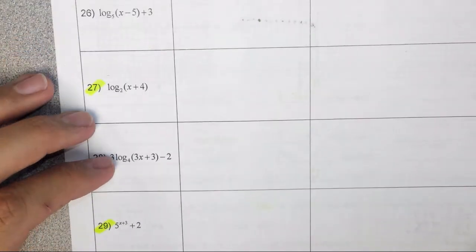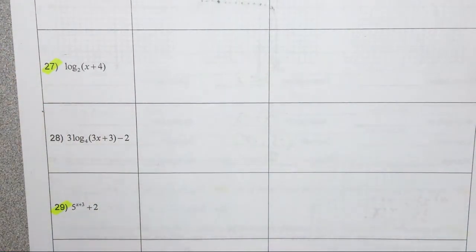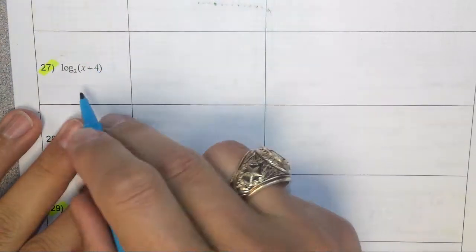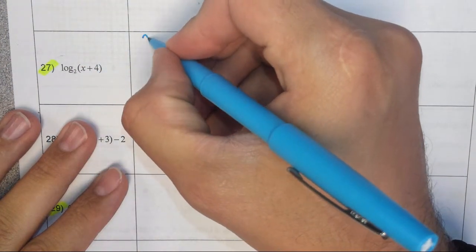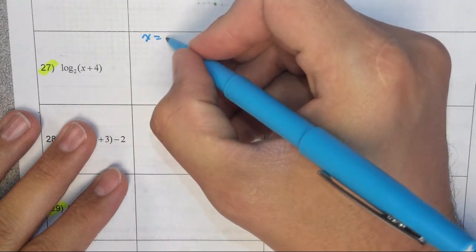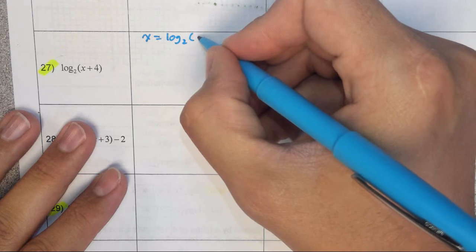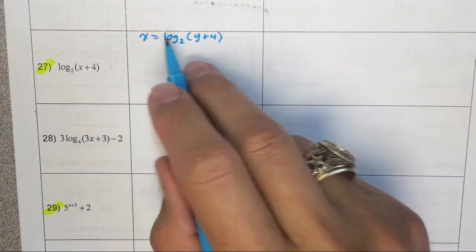Alright, last 2. There are several of these on the test. Again, you have to find the inverses. To find the inverse, you have to switch the x and the y's. So let's start off by switching the x and the y's. This is y equals log base 2 of x plus 4. So let's go with x equals log base 2 of y plus 4. All I did was switch the x and the y's right now.